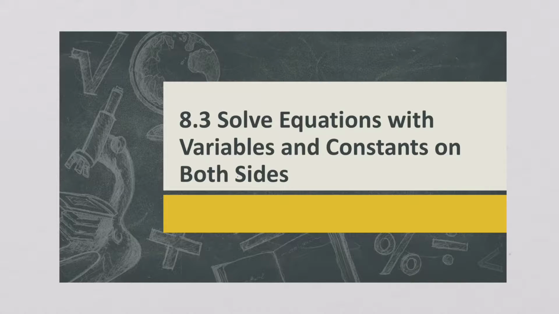Okay, so not all equations are short and small, and now we're getting to where our equations are getting larger, and so you're having to perform different tasks in order to get that variable by itself. So with this section, we are going to have variables and constants on both sides of the equal sign. So it's a little bit more involved than what we've been doing in the past.